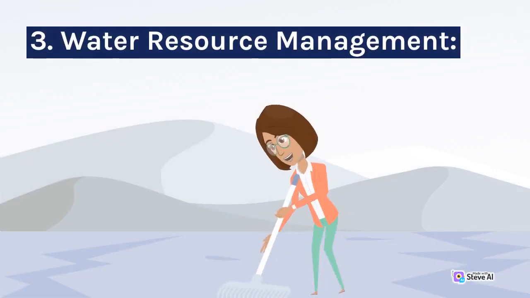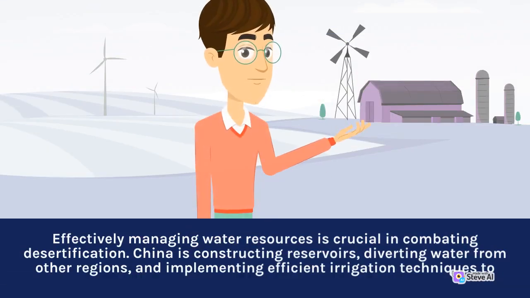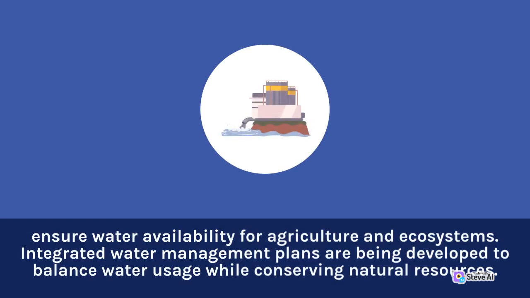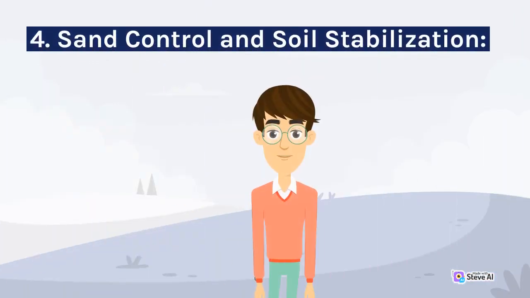3. Water resource management. Effectively managing water resources is crucial in combating desertification. China is constructing reservoirs, diverting water from other regions, and implementing efficient irrigation techniques to ensure water availability for agriculture and ecosystems. Integrated water management plans are being developed to balance water usage while conserving natural resources. 4. Sand control and soil stabilization.